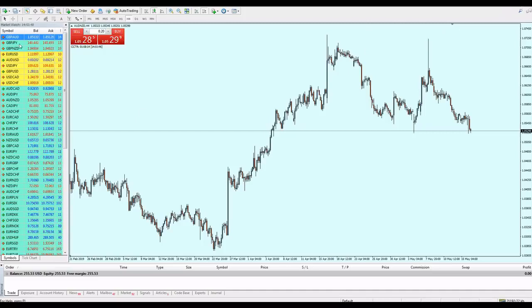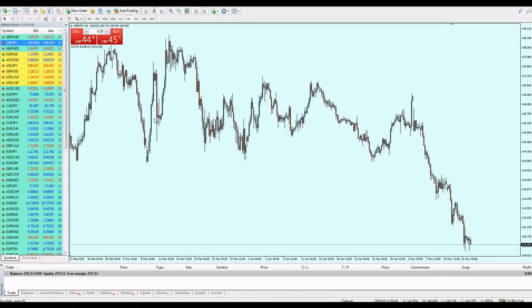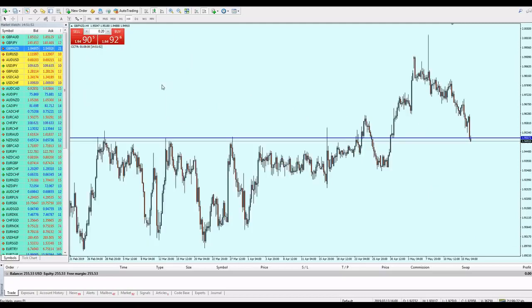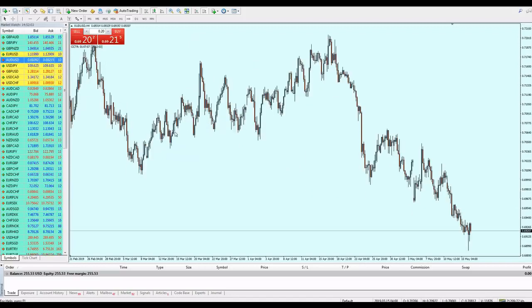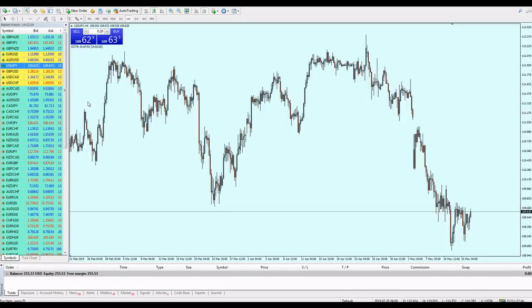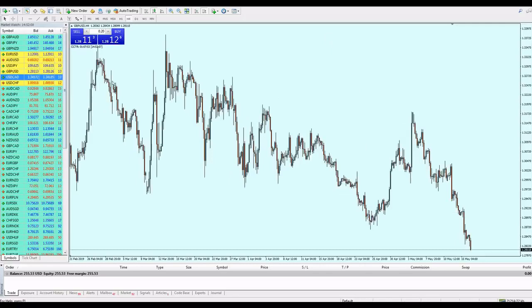Sorry about that, guys. So now I'm on the 4-hour chart, and what I will do is try to find a setup where I see myself clearly on a support or resistance level, and then I will choose my entry based on my current level on the 4-hour chart. So I'm just checking the pairs to find something good.